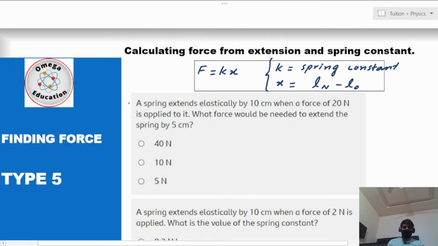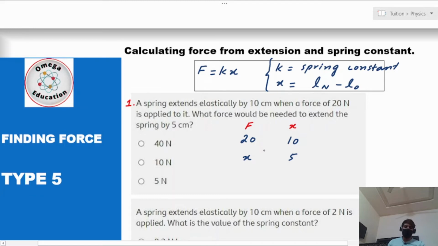Now let's take a look at the first question. A spring extends elastically by 10 centimeter with a force of 20 Newton. So the force is producing some extension. So it reads that when the force was 20 Newton, the extension was 10 centimeter. Now it says what force would be needed to extend the spring by 5 centimeter. So now the extension has to be 5 centimeter, but what force would be needed for that?